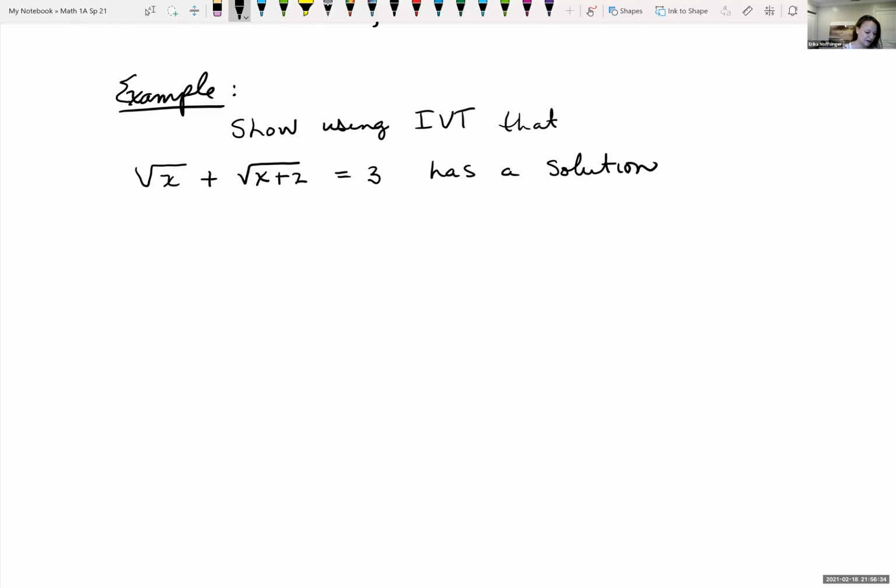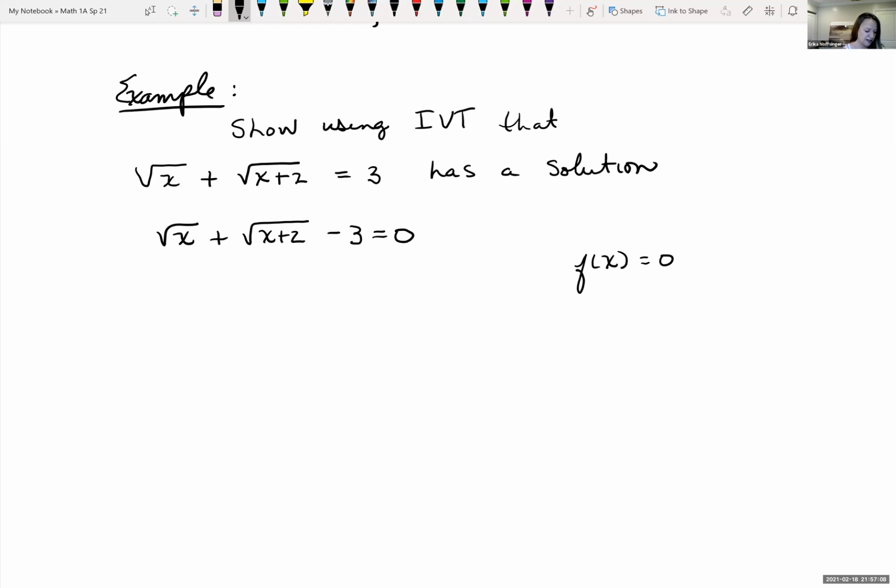Okay, so we're going to think about this. Let's get this set equal to 0. Because if we wanted to solve this, we could rewrite this as the square root of x plus the square root of x plus 2 minus 3 equals 0. And recall when we're looking at a function, f of x equals 0, these are the values of x which set this function equal to 0.